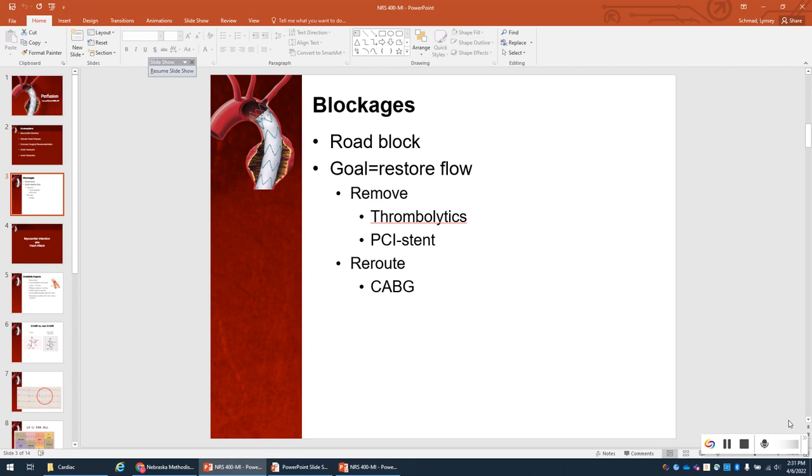So with removing, we're thinking thrombolytics or a percutaneous intervention, placement of a stent, which we'll talk about later. Thrombolytics, we're breaking up that clot or that blockage. With PCI, we're making a path to remove that blockage. With rerouting, we're looking at a coronary artery bypass graft, in which we are rerouting the traffic or rerouting the blood flow to a particular area of the heart. So keep these in mind as we're going through things. Think about blockages, road traffic, and how we restore flow.